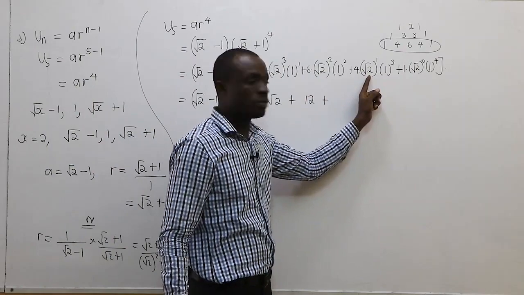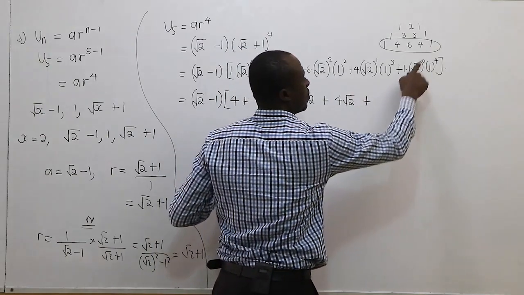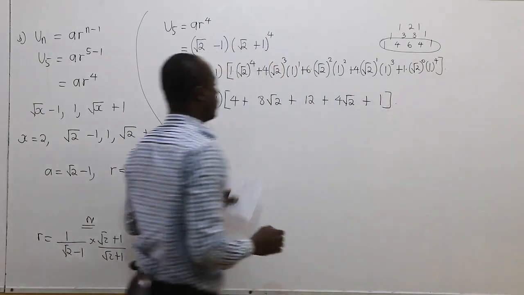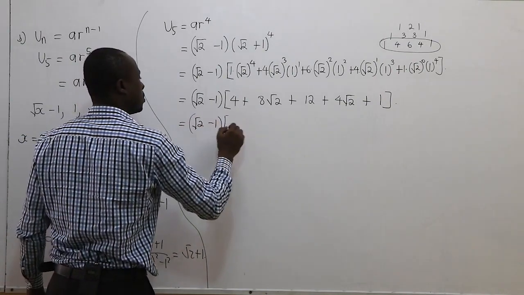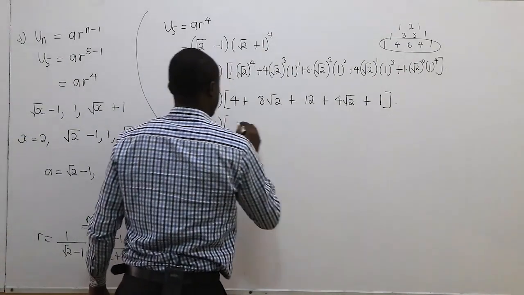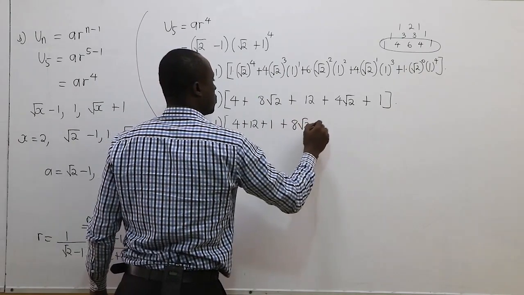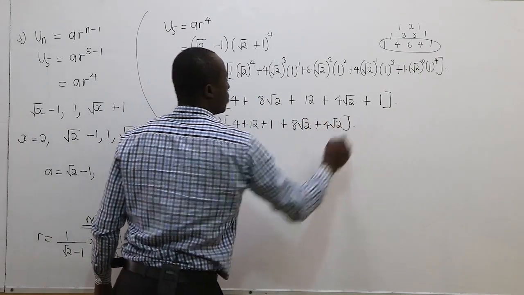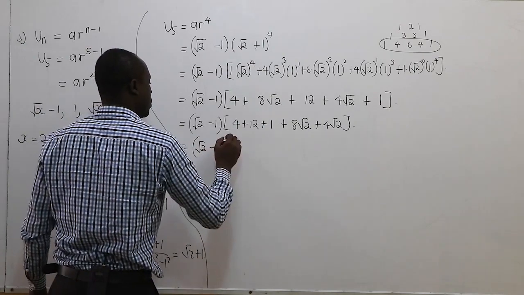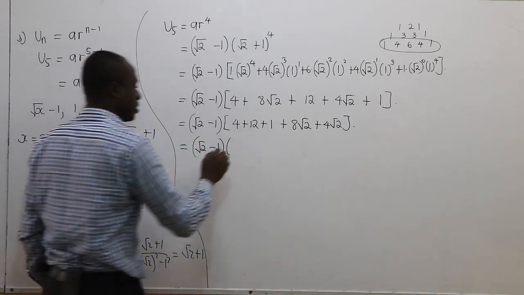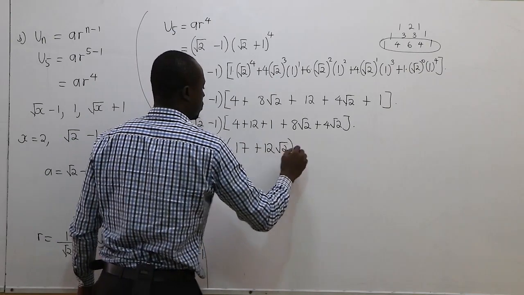You see what you have here? Root 2, 4 times root 2, so that will be 4 root 2, plus. Now this to the power 0 is 1, so we have 1 over here. So we have root 2 minus 1. Let's see, 4 plus 12 plus 1. Then 8 root 2 plus 4 root 2. That's what we have here, and we have root 2 minus 1. You can pause the video and try the question. 4 plus 12, 16 plus 1, 17. And we have 8 plus 4, that's 12 root 2.